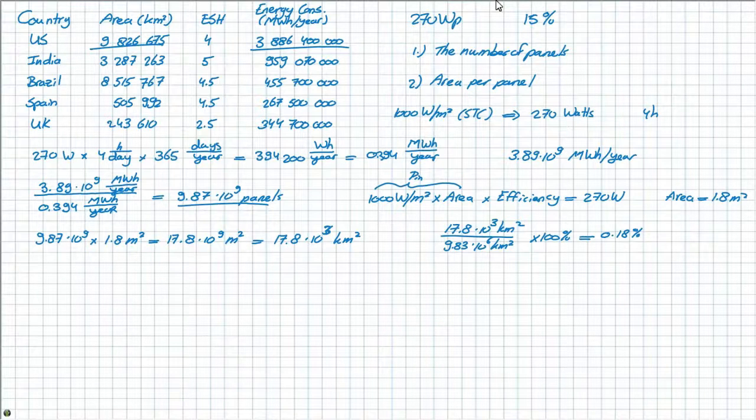Now the same thing you can do with all other countries, and the formula you're actually using is, if you want to calculate the area percent, it is energy consumption divided by the energy per panel, times the area per panel, divided by the area of the country, times 100%.